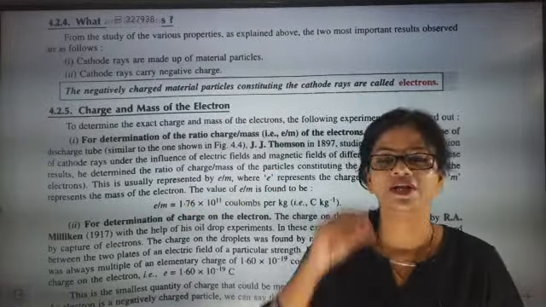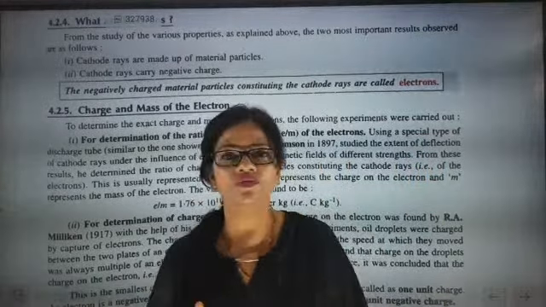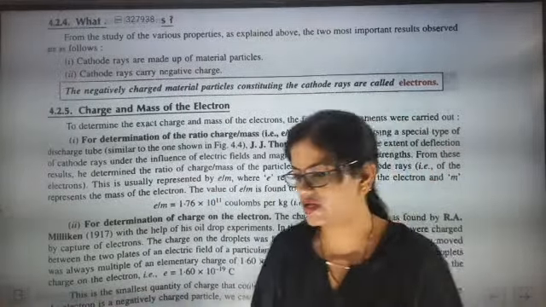Send the link in the group and tell everyone. That will be very difficult for them to understand if they do not join the class now.